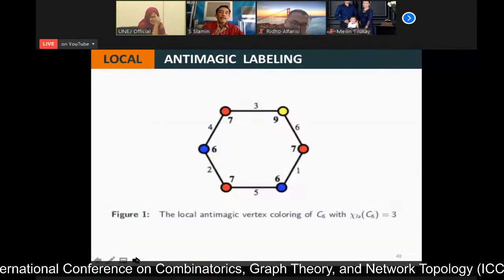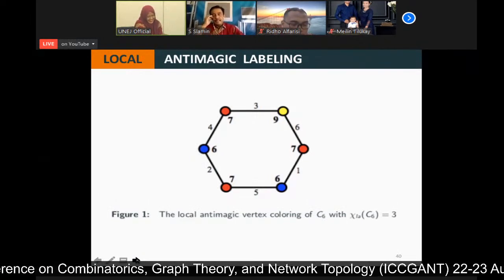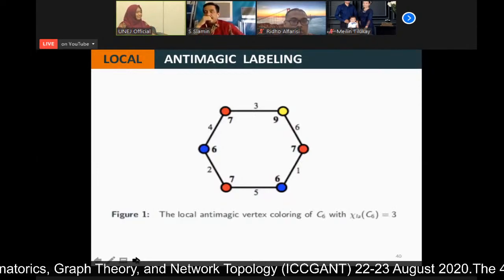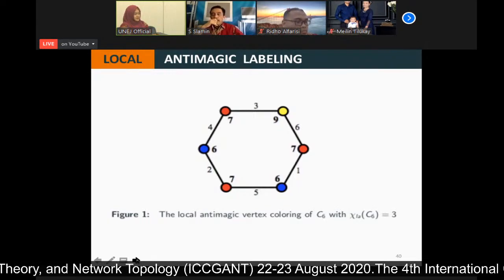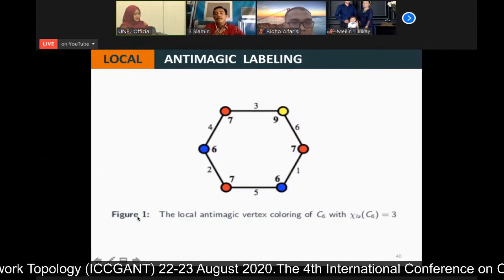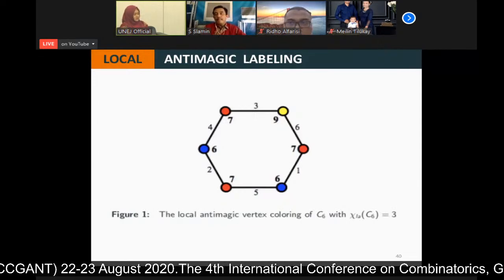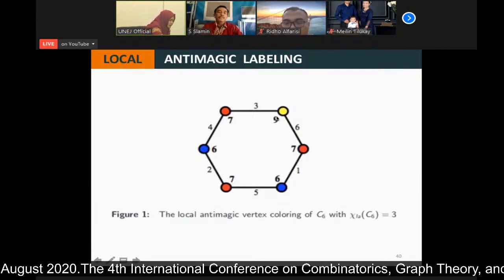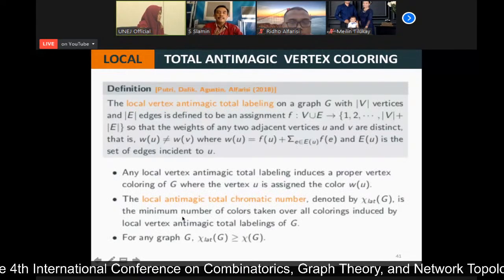Okay, this is the example. You can see that when we talk about vertex coloring, the chromatic number is equal to 2. But when we use the local anti-magic labeling, the chromatic number of local anti-magic will be equal to 3. Okay, this is another version.